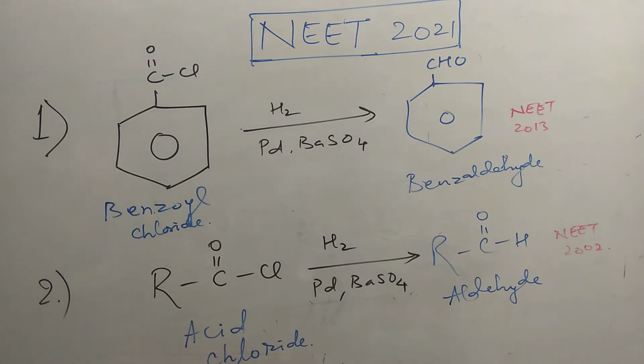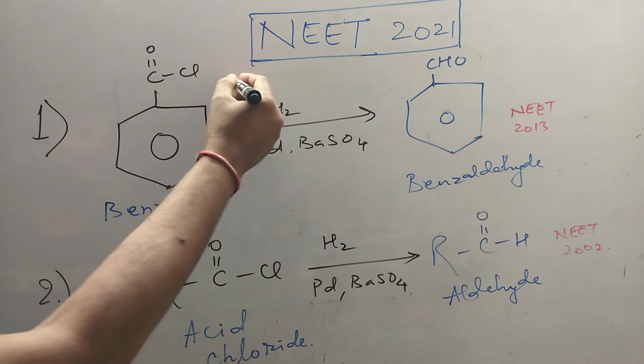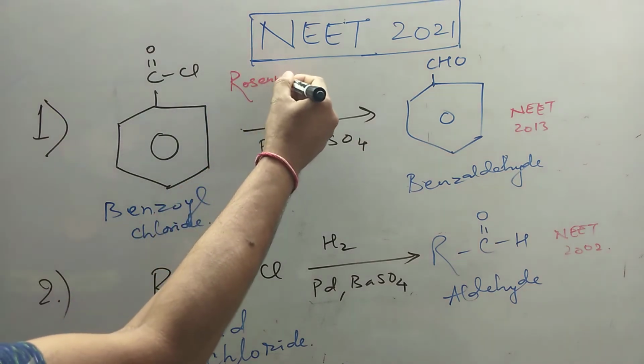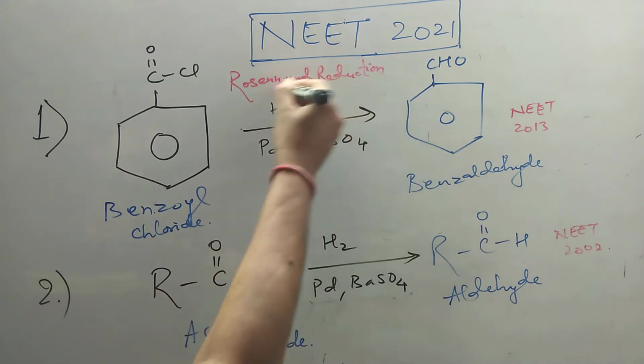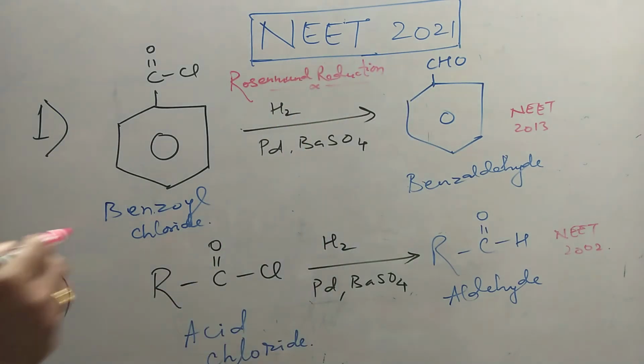Good question comes from Rosenmund reduction. So this is a name reaction which is from the aldehydic chapter preparation. When benzoyl chloride is treated with hydrogen in presence of palladium barium sulfate, benzaldehyde is formed. This reaction is called Rosenmund reduction and it was asked in 2013.